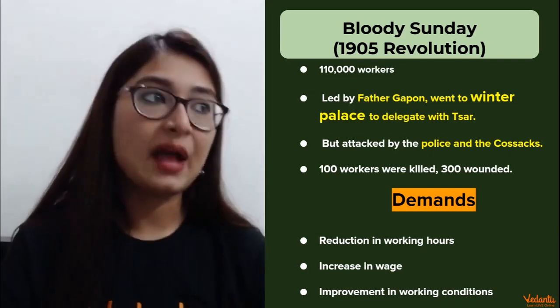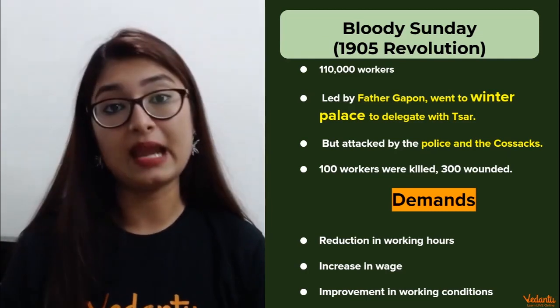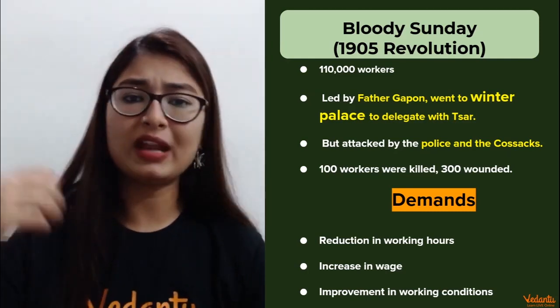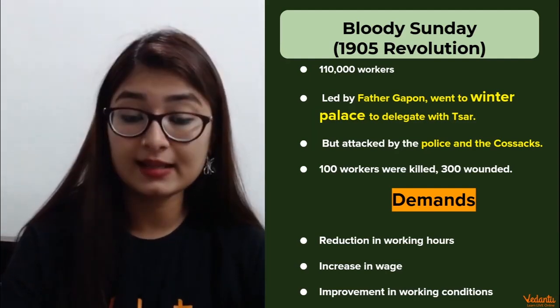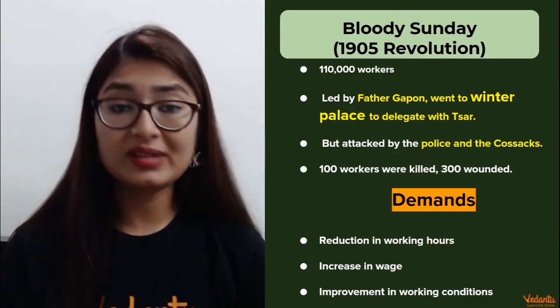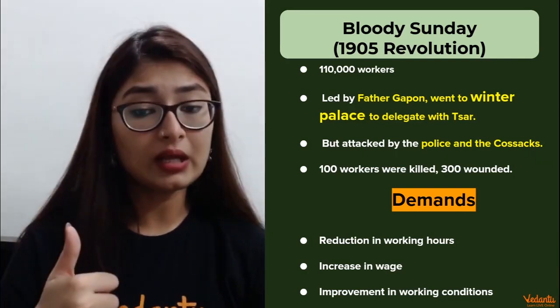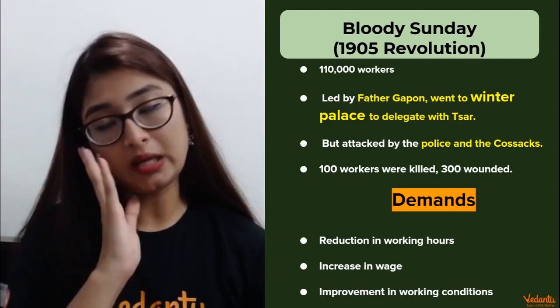Now, why did this happen? What made the Tsar take up such an extreme step? The demands of the people, the laborers, must have been very over-demanding. They must have been demanding something very unfair, but that was not the case. If you see, the demands of these laborers were very simple and basic. They just said that they wanted a reduction in working hours, some increment in the wage, and improvement in the working conditions.